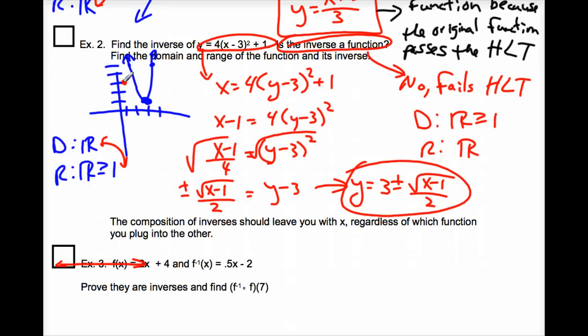And remember how this right here was 4, 5? My inverse is going to have 5, 4. And remember how this was 2, 5? My inverse will have 5, 2. And there's what the graph looks like. You can see that graph itself obviously fails the vertical line test, but I didn't need that in order to come up with the fact that it wasn't a function, because I could just use the horizontal line test on the original parabola.